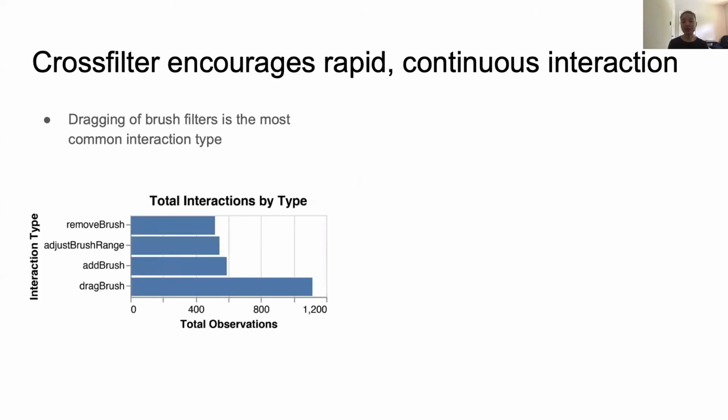So I will not go into all of our user study results here. Please see the paper for more details, but I will call out some high-level points. So first, we find that cross-filter encourages rapid continuous interaction. For example, we found that dragging of brush filters is the most common interaction type used by our participants. So here we have a bar chart where on the y-axis we have the different interactions that participants performed, and on the x-axis we have the total number of interactions we observed per type. We see that dragging of brushes was twice as common as the other interaction types.